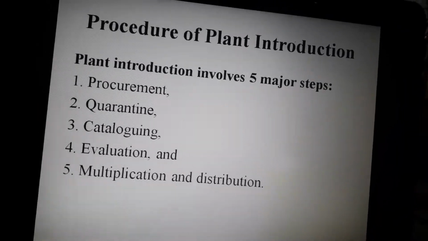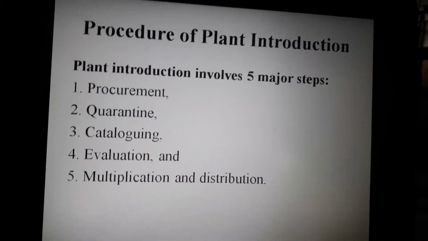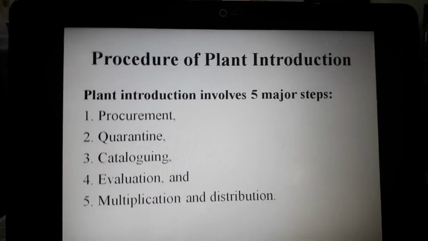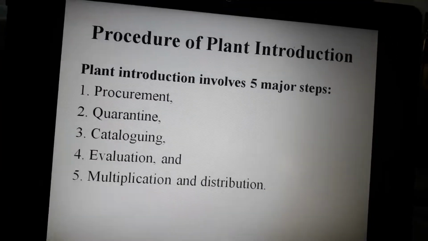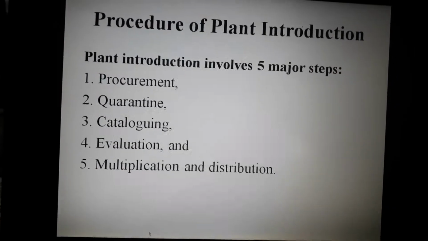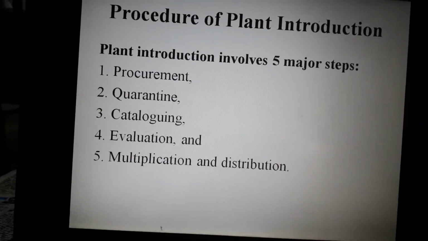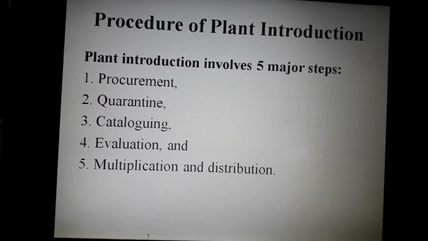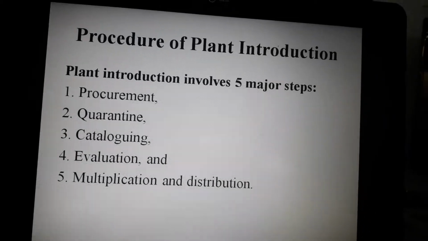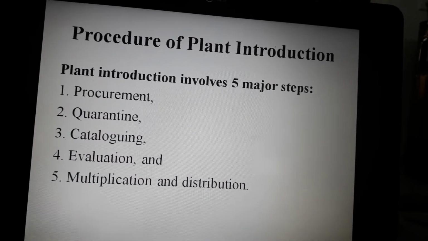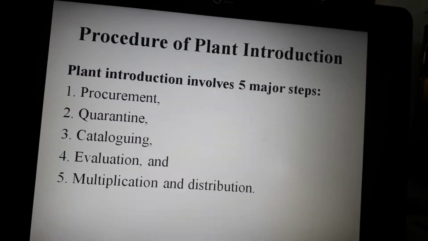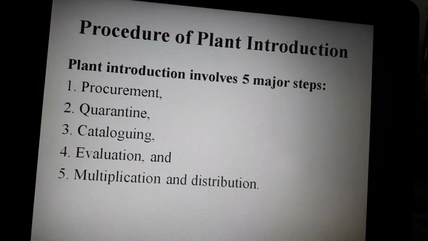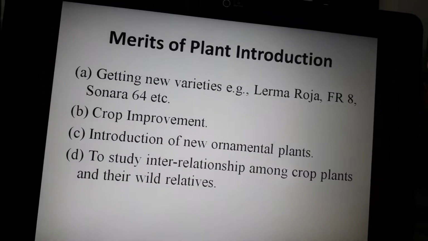Now we go for the procedure of plant introduction. How do we go for plant introduction? Plant introduction involves 5 major steps. First is procurement. Procurement means we want a particular plant, and we get that particular plant. Then we go for quarantine, so that there will be no disturbance for that plant. Then it is cataloging, then evaluation, and then multiplication and distribution.